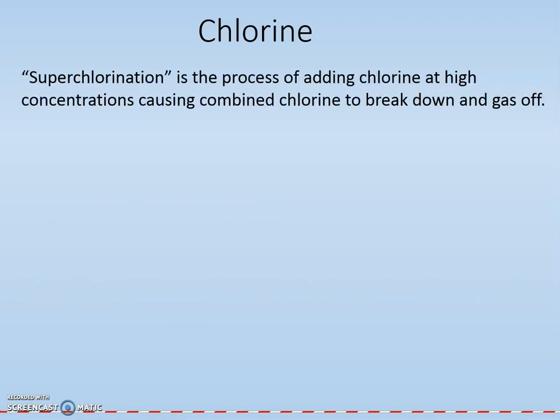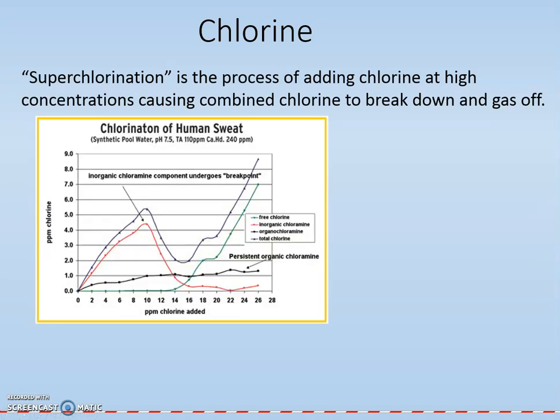Now, when those chloramines build up, we have to do something called superchlorination, or shocking, or breakpoint chlorination. That's the process of adding lots of chlorine until some of that combined chlorine, or the chloramines, break down. So let's look at this graph. Here we have parts per million, and here we have parts per million as well. This is chlorine being added.